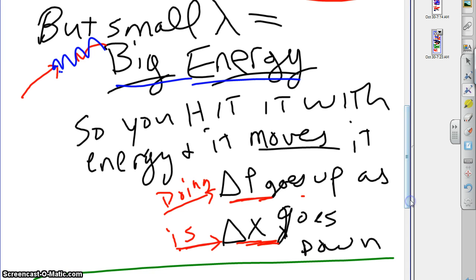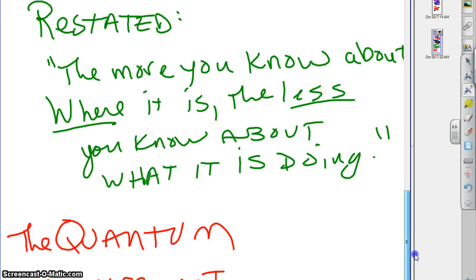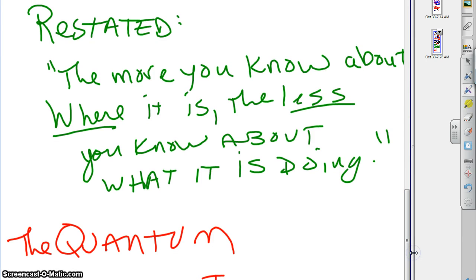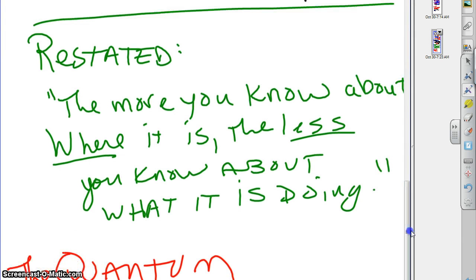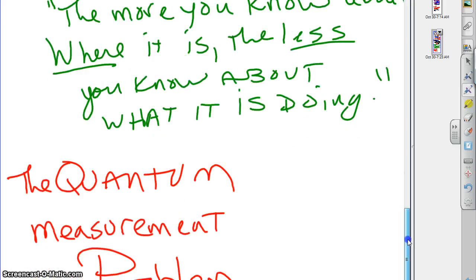So a different way to say all this, if we were going to restate that, we could say the more you know about where it is, the less you know about what it's doing. That is a general way to rephrase the Heisenberg Uncertainty Principle in a way that makes a little bit more sense, doesn't have all the weird symbols, but you can kind of summarize it with that statement. And this introduces the quantum measurement problem.